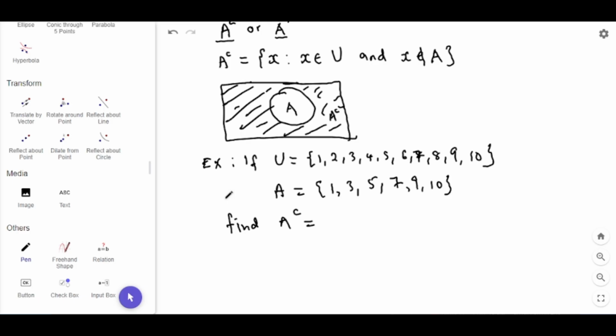We are saying these elements are in the universal set but they are not in A. So 1 is not part of it, because 1 is both in A and in the universal set, but you can see that 2 is in the universal set but not in A. And then our next elements will be 4, and then 6, and then 8, because we are interested in the elements that are not in A but are in U. That is the complement.